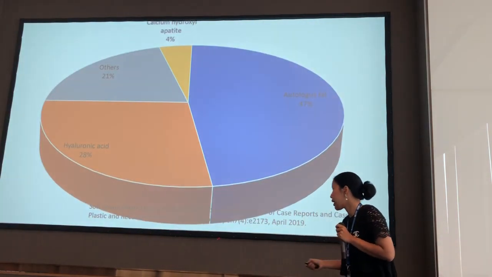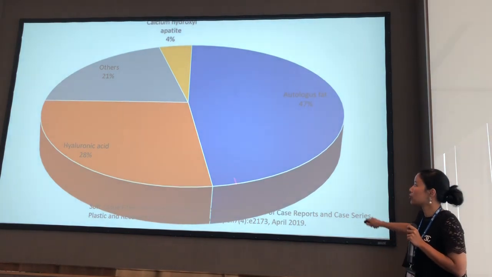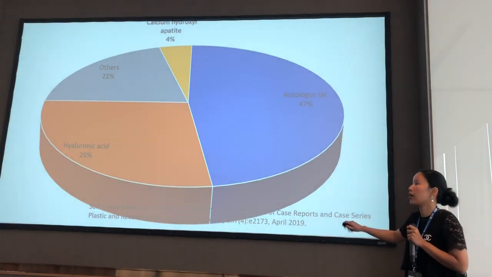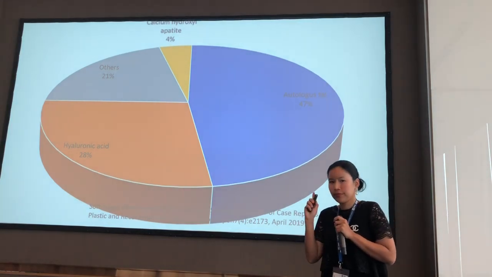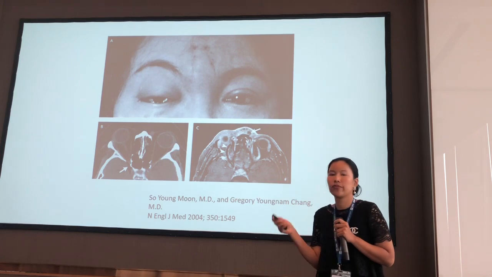And this is another study published this year. You can see that the majority, 47%, nearly half, is autologous fat. For HA around 28, 30 somewhere. And these are the cases of blindness from fat transfer.